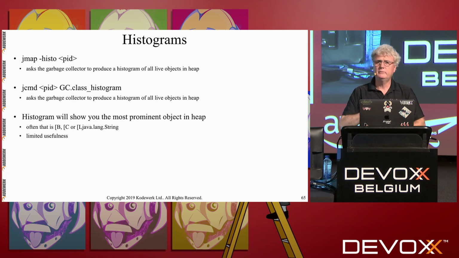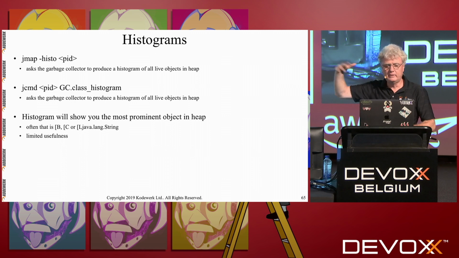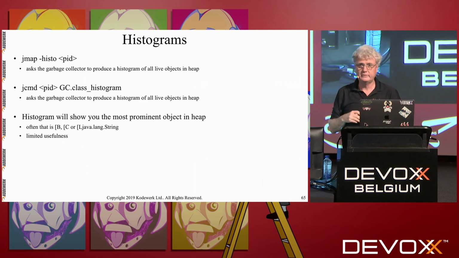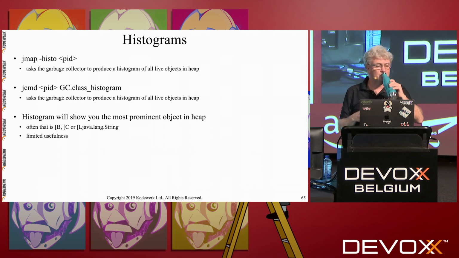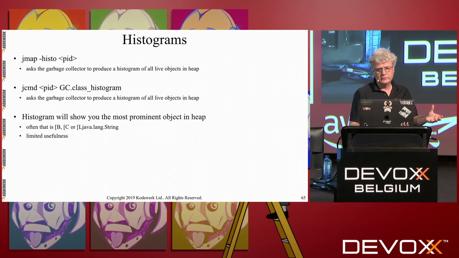We can use jcommand. Has anyone used jcommand yet? Some people haven't. It's a really nice tool if you can use it locally. You just do jcommand PID help, and it's all self-describing. You can get a lot of diagnostic information with this tool. The histogram is going to show you the most prominent objects in the heap, and that can sometimes be useful information, but it is still limiting.